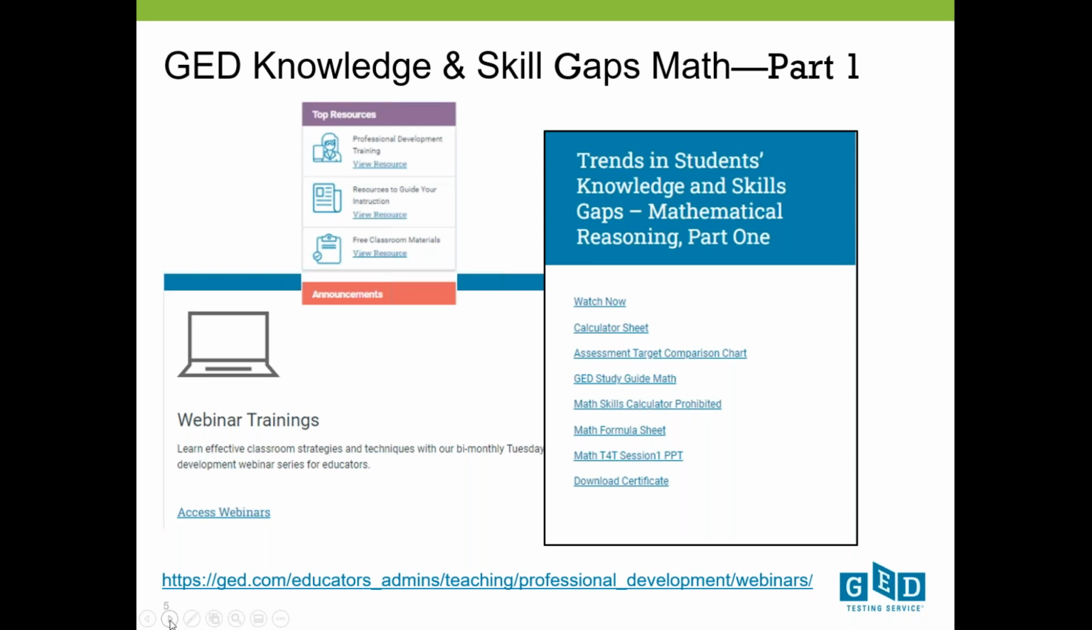Also note, it says download certificate. Just like with that one, there will also be the same type of posting for this webinar. You'll be able to download a certificate, sign it, and give it to your supervisor to let them know that, yes, you are participating in professional development. So part 1 is already archived. Part 2 will be there in just a couple of days, and we will refer to this again later on within this session.